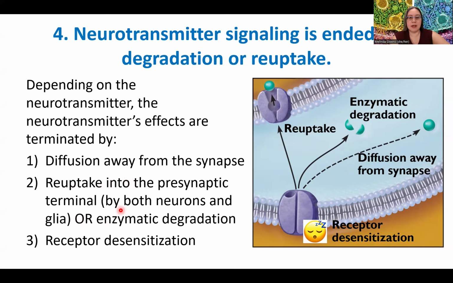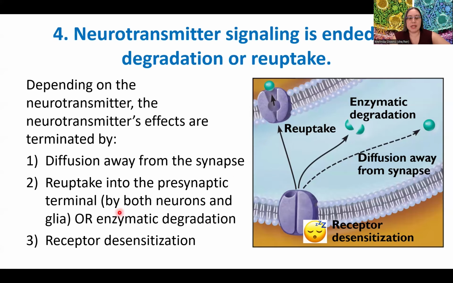This one depends on the neurotransmitter. Depending on the neurotransmitter, you either get reuptake into the presynaptic terminal, and that can happen either with neurons directly into the presynaptic terminal or by astrocytes, the glia. The astrocytes reuptake them and give it back to the neuron. That entails having a transporter, and that transporter takes it out of the cleft and back in.